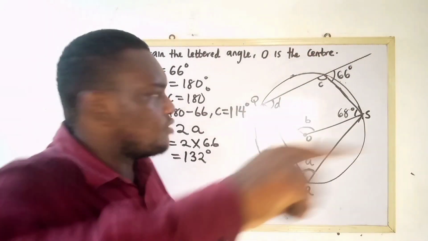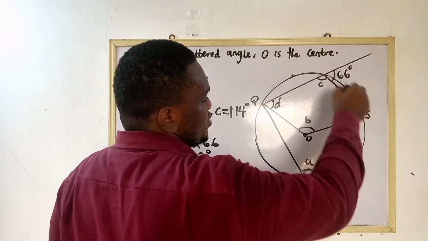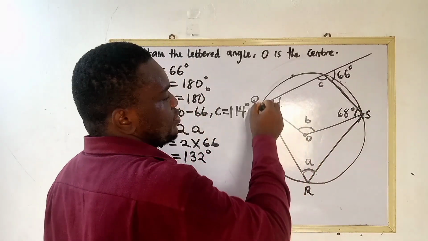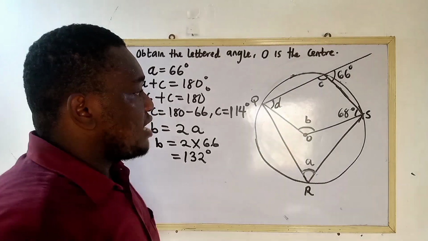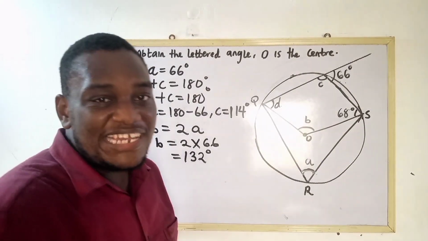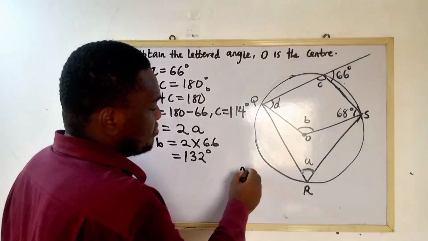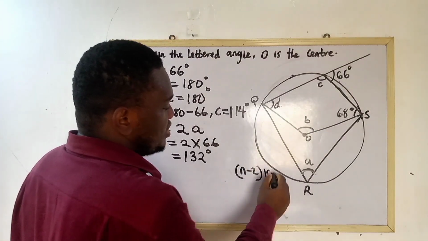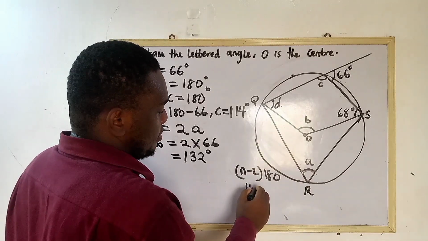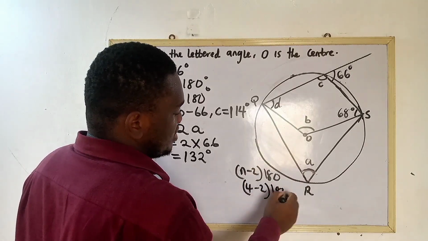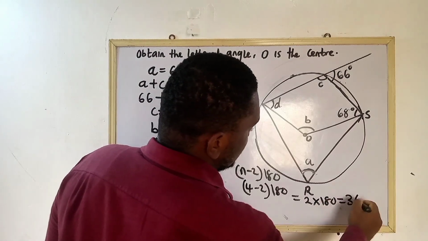Finally, for angle D, I notice that C, D, B, and 68 degrees also lie in a quadrilateral. Now, this is the quadrilateral I'm talking about. From this point to this point, this point to this point, this point to this point, this point to this point. That is the quadrilateral. Okay, it's a 4-sided plane shape. The sum of interior angles in any n-sided plane shape is always given as n minus 2 times 180 degrees. Since this is 4, this will be 4 minus 2 times 180. That is 2 times 180, and that gives me 360 degrees.